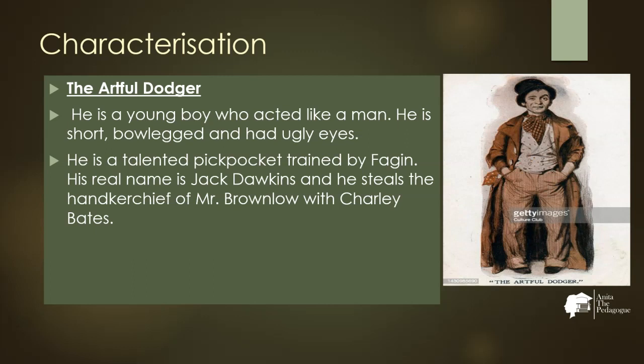The Artful Dodger. He is a young boy who acted like a man. He is short, bow-legged, and had ugly eyes. He is a talented pickpocket trained by Fagin. His real name is Jack Dawkins, and he steals the handkerchief of Mr. Brownlow together with Charlie Bates.